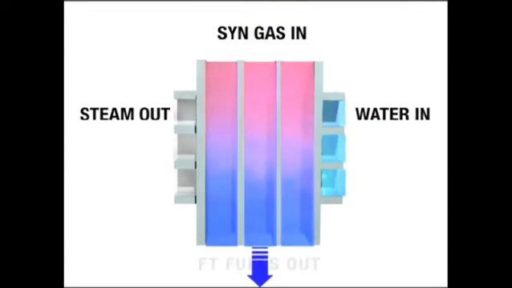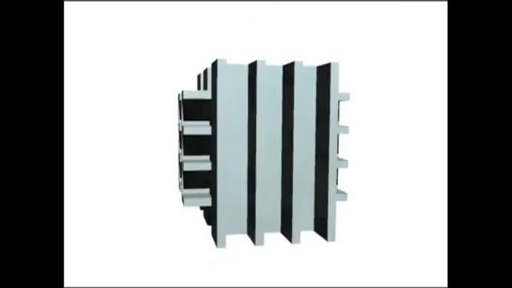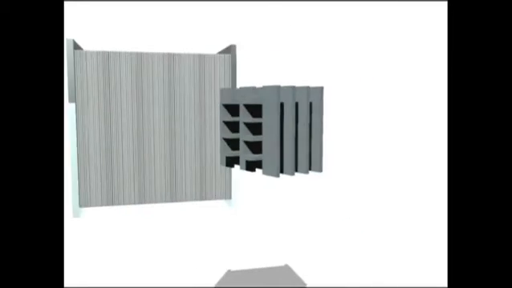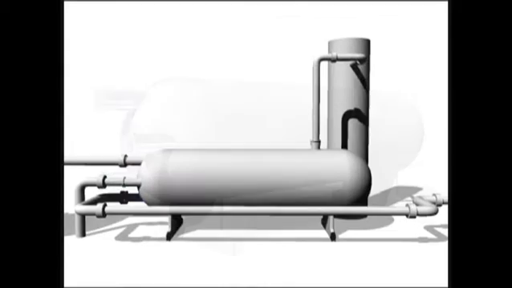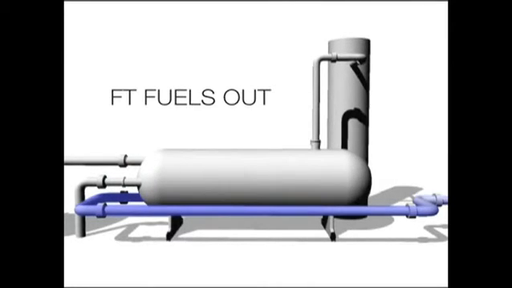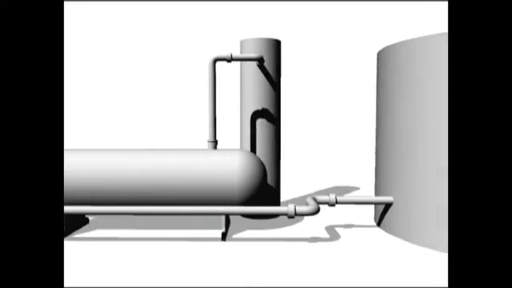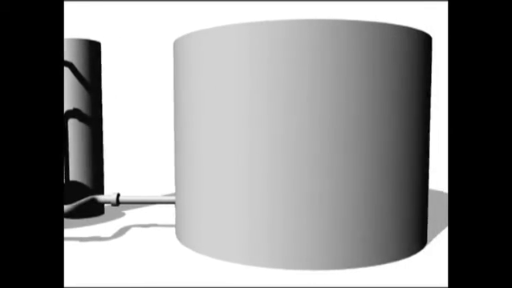Synthesis gas flows vertically downward through the process channels. As the gas passes over the catalyst, up to 70% is converted to FT products, which include naphtha, diesel and jet fuel, and paraffinic waxes. Crude FT products flow from the reactor assembly in a single pipe, leaving the catalyst in the reactor blocks. In some competing technologies, the catalyst flows out with the FT products and requires separation after the reactor.